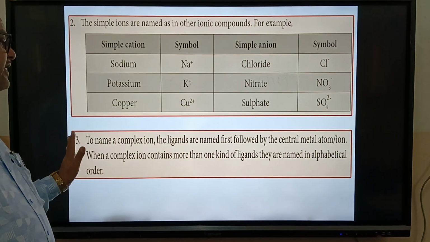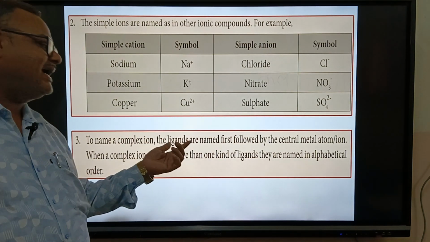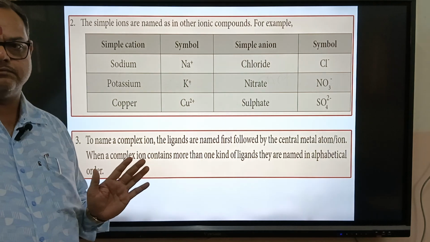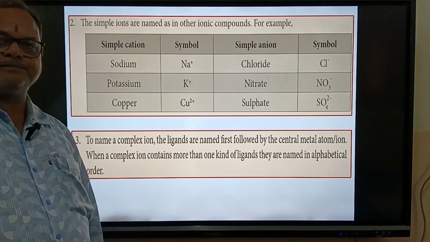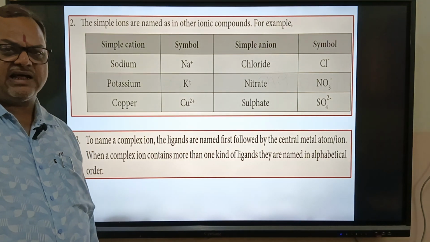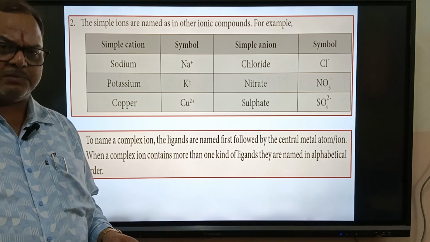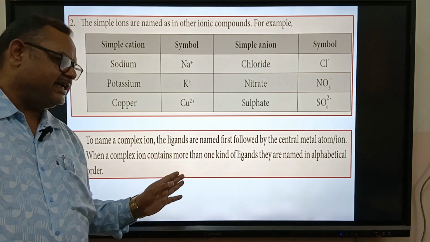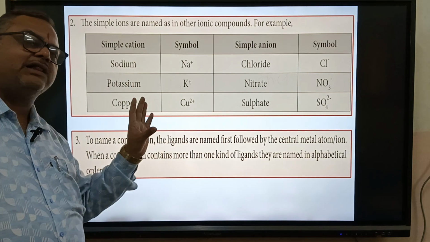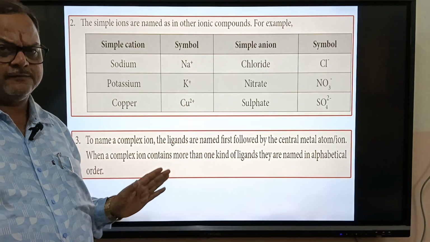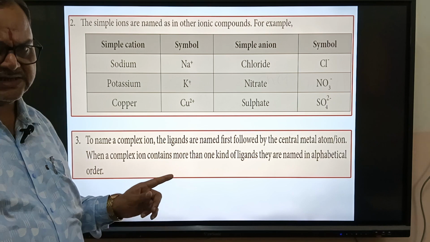Then, when we are to write the name of the complex ion, first of all we will be writing the name of the ligand and then the name of the central metal. In case more than one type of ligand is present in the complex, such complexes are known as heteroleptic complexes. So we will be writing the names of all the ligands in alphabetical order. Make note, numerical prefixes will not be alphabetized.